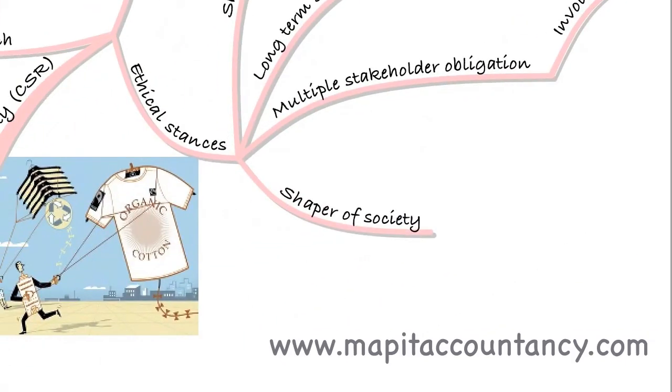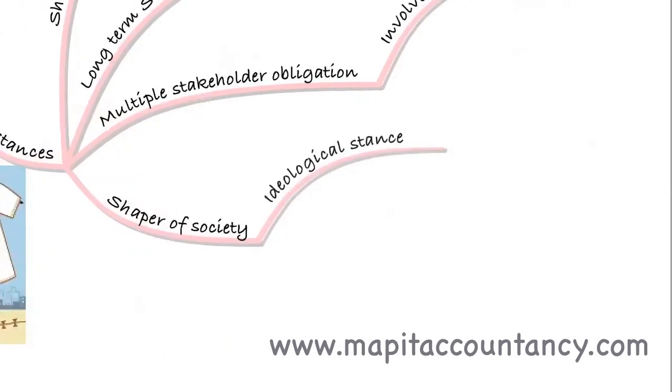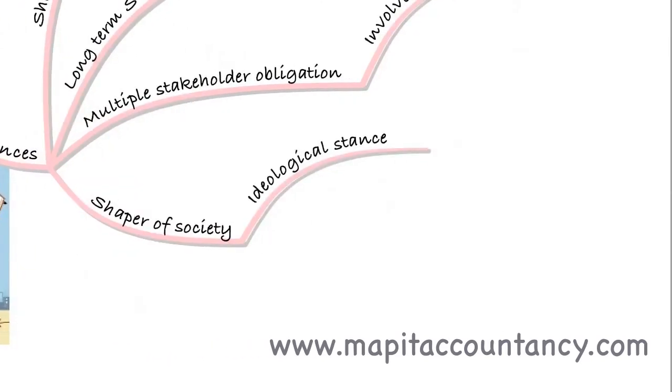Lastly, the fourth of our ethical stances is a shaper of society. Now, this is a business that will take an ideological stance. So shapers of society actually think, right, let's maximise what we can give back to society. So they'll not only be trying to maximise shareholder wealth, they'll be trying to return that to society as a whole in terms of actually making a difference. So shapers of society will think about corporate social responsibility as one of the fundamental aims of the business.